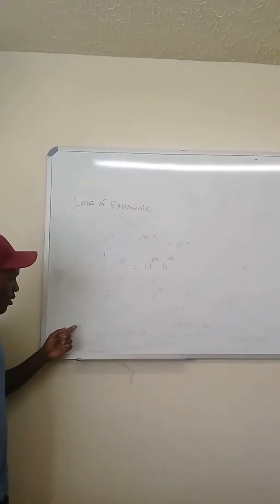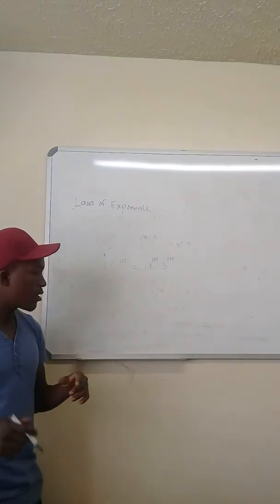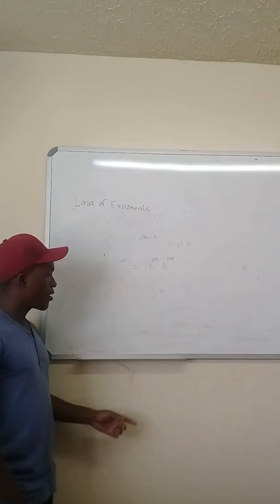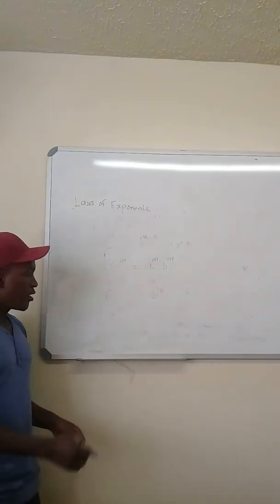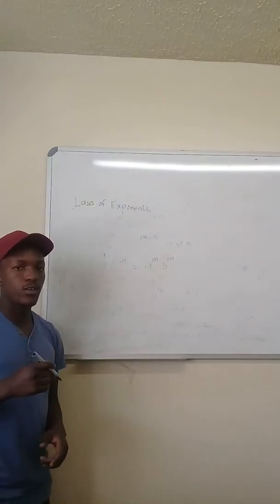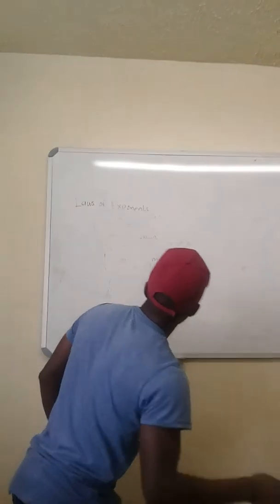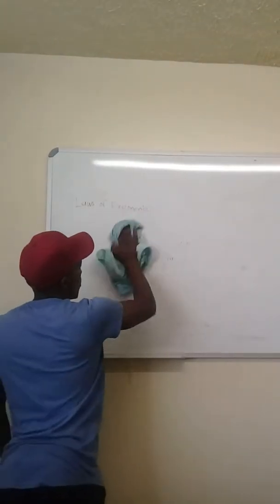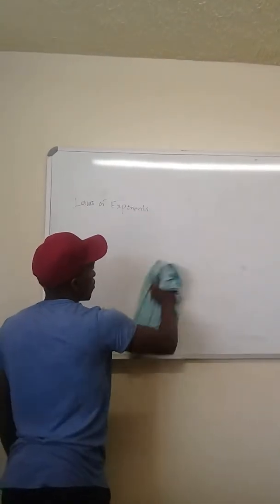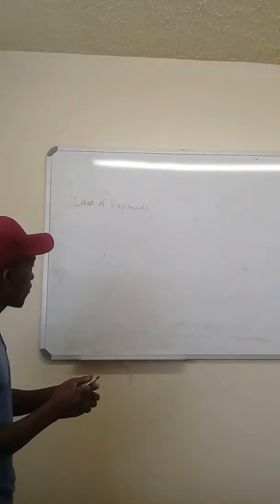And then the fifth one says that if you have a base with an exponent inside the bracket, and outside the bracket there is also an exponent, that means you are going to multiply the exponent inside the bracket by the exponent outside the bracket. Alright. Let us take some examples from these laws. So we can take from number 1.